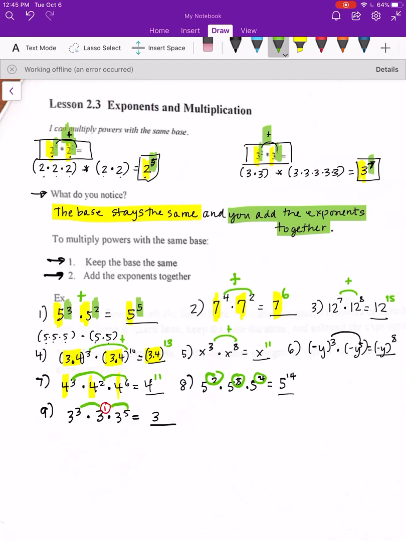So now you're going to add them. 3 plus 1 is 4, and 4 plus 5 is 9. So it'd be 3 to the 9th power. 3 to the 9th power.